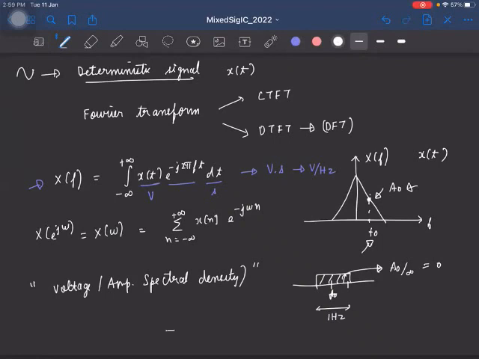So in a Fourier transform, only if we have impulses, say at f naught, f1, etc., does it mean that the signal has a sinusoidal component at that frequency.